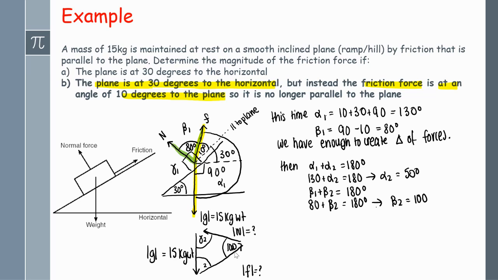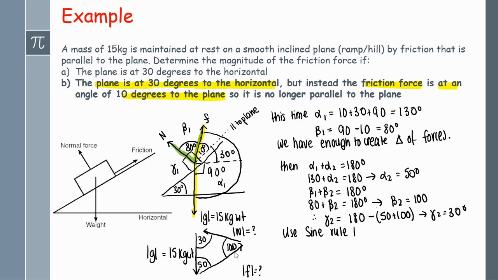Very quickly, we know that alpha 1 plus alpha 2 is 180 degrees, where alpha 1 is 130. That means alpha 2 would be 50. Beta 1 plus beta 2, well, that would be 80 plus beta 2 is equal to 180. So beta 2 is equal to 100. Finally, by the angle sum of a triangle, I can find gamma 2. That will just be 180 minus 50 minus 100, or 30 degrees.